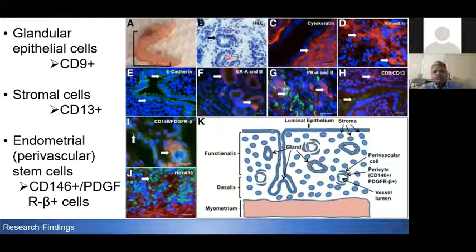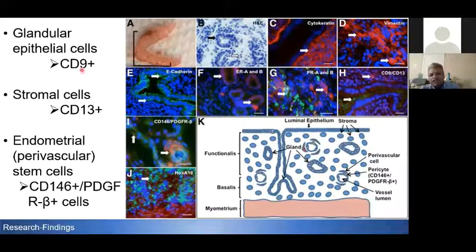So we have this DAPI staining here just for the nuclei, then this cytokeratin, which stains the cytoskeletal marker in the cells. This is the vimentin marker, which is for the stromal cells. Then E-cadherin in the green lining stains the glandular epithelial cell marker. And then estrogen receptor A and B, which shows up nicely. And then progesterone receptor A and B. Then CD9 and 13.